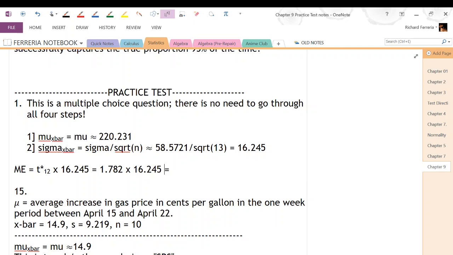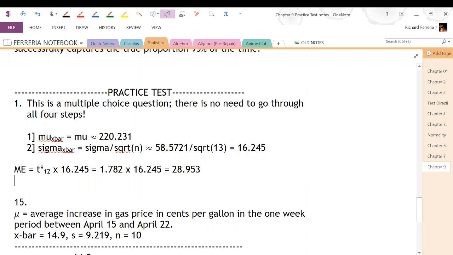How come it's not multiplying for me? That's bizarre. Anyone have that number? 28.953. Good. And so we get the mu. That's going to be equal to 220.231 plus or minus 28.953.